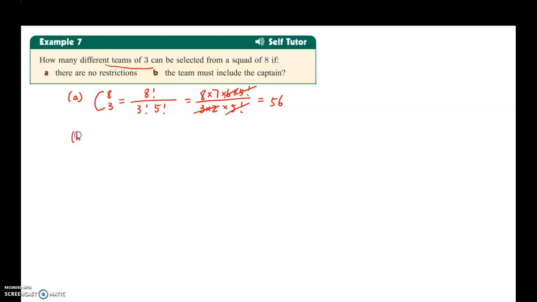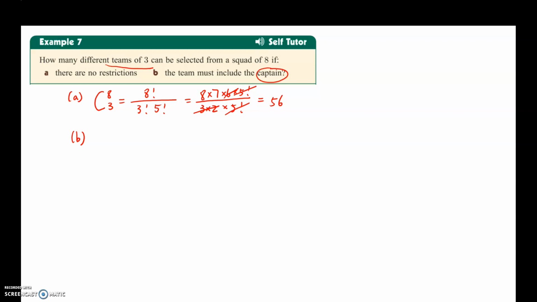There's no restrictions. And then part B, the team must include the captain. If you think about it, there are 8 in the squad. The captain is already a concrete person. For example, say we have a sports team, and Ben will be the captain. So we know that Ben will be in the team. There's only one Ben, so you have to include him in the team, and then pick another 2 from the remaining 7 people.